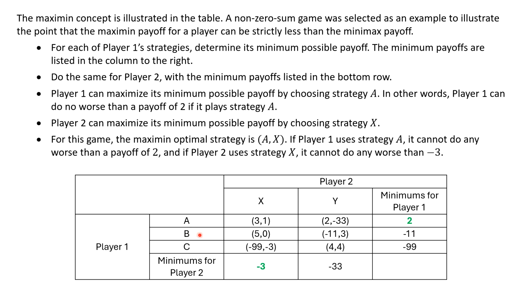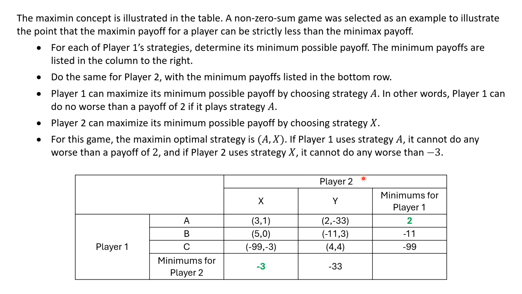And we start by looking at what's the minimum player 1 can get for each strategy. So for strategy A, the minimum would be 2, right? It's either 3 or 2. Then 5 minus 11, so the min is minus 11. Then a minimum here would be minus 99, and we list those here. And then we take the max out of the minimums. That's the 2 that I have highlighted in green.